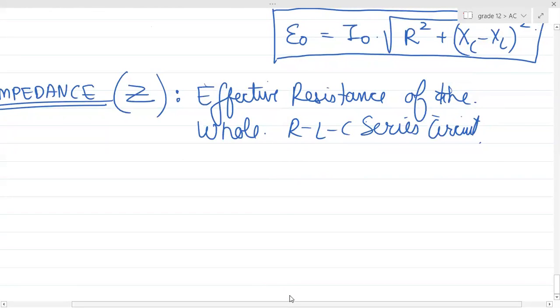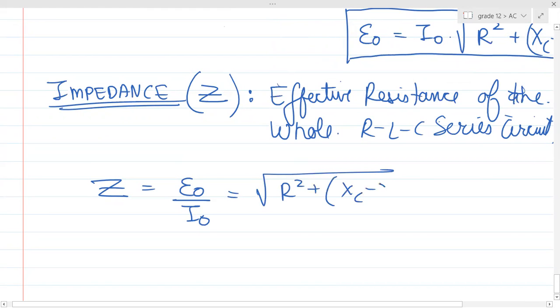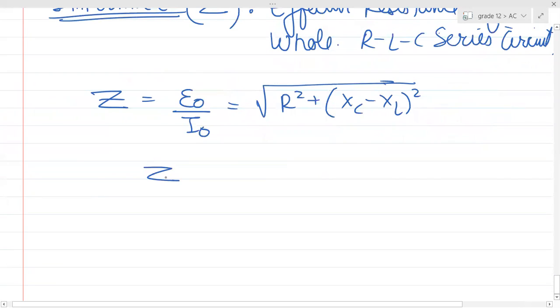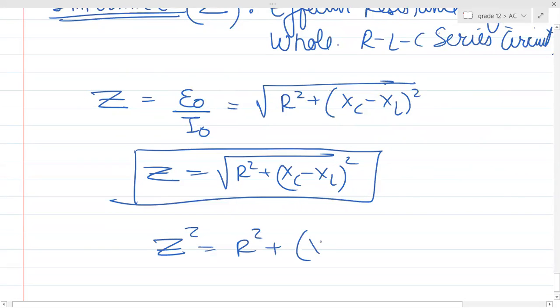So that is why we define this new quantity, and this Z is equal to E naught divided by I naught, which is equal to the square root of R squared plus (XC minus XL) whole squared. Is this clear? Please remember this definition always. Z equals the square root of R squared plus (XC minus XL) whole squared. Either you can remember it like this or you can square it: Z squared equals R squared plus (XC minus XL) squared. However you want to remember it, but please remember it.